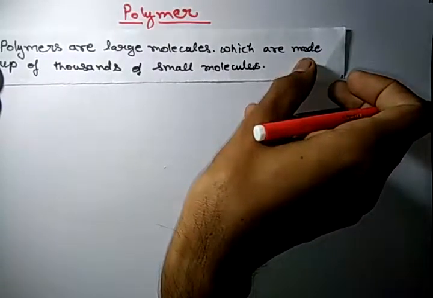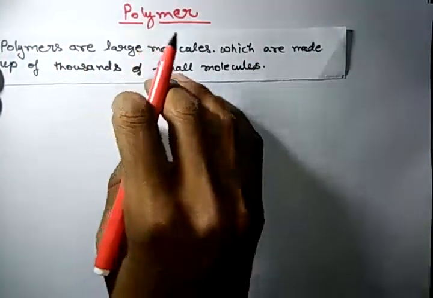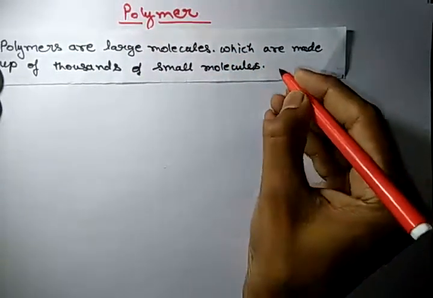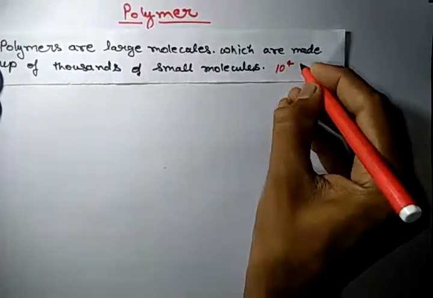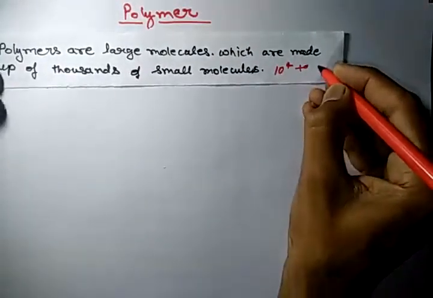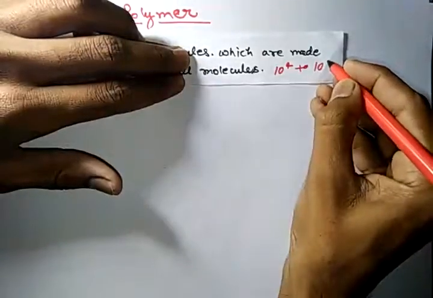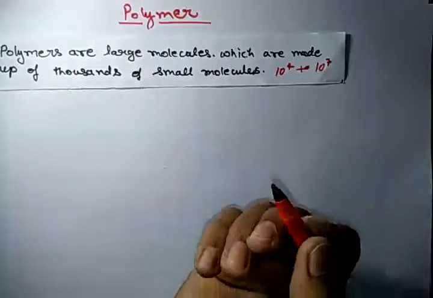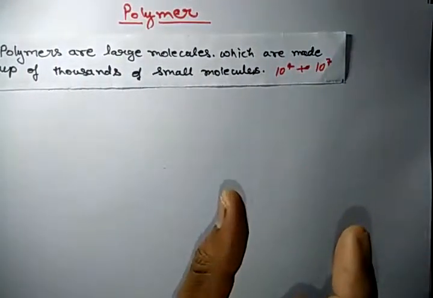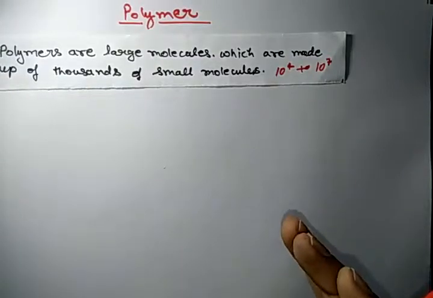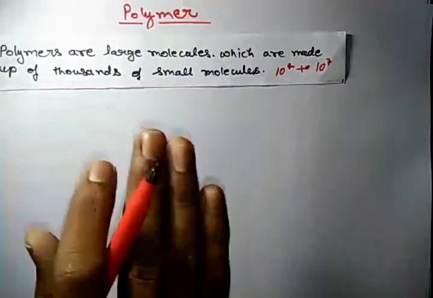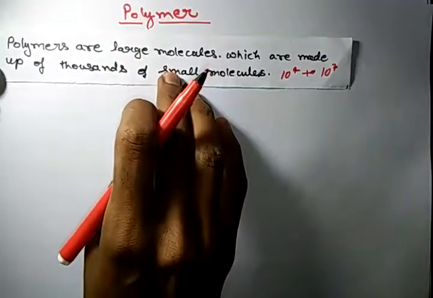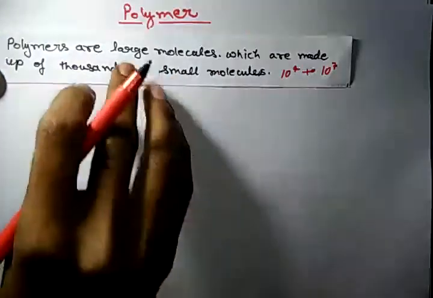Polymers are large molecules which are made up of thousands of small molecules. In a polymer, there are 10 to the power 4 to 10 to the power 7 monomers. Monomers are the smaller molecules which combine with each other and make up a large chain of molecule that is called a polymer.